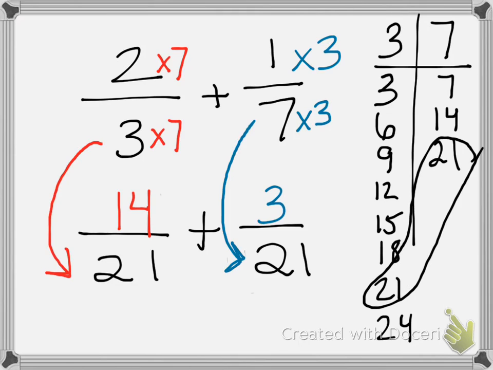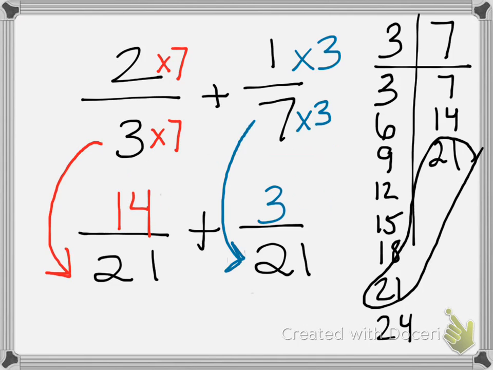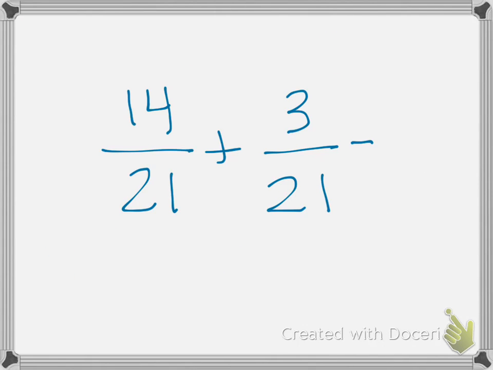I'm going to write it on a new board, though, so it's nice and neat. 14/21 plus 3/21. I'm going to check. Yep. So now that my denominators are the same, I can add them. Now my denominator is going to stay the same, but I'm going to add across the top. 14 plus 3 is 17.